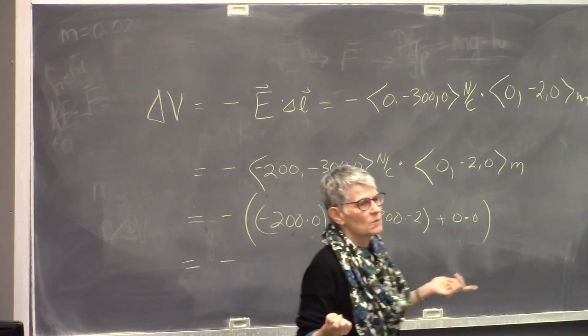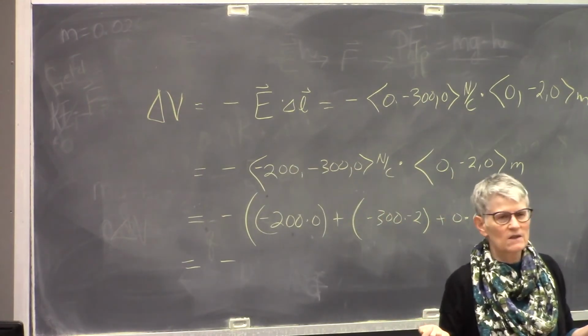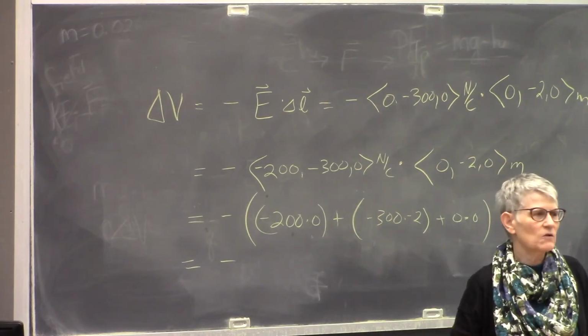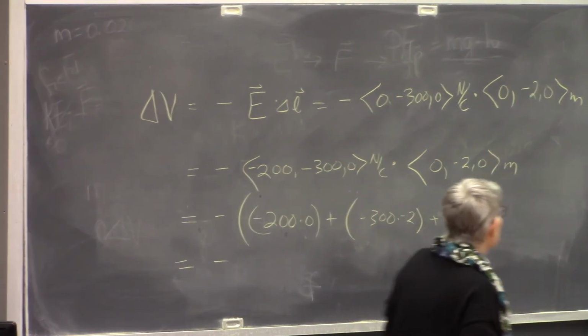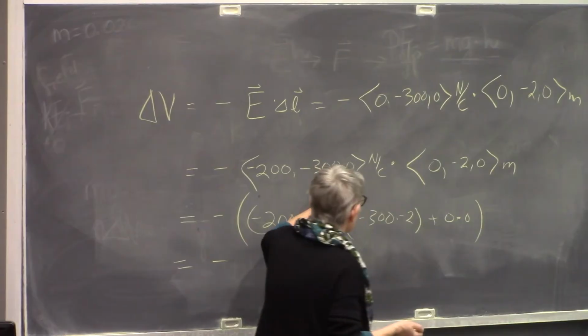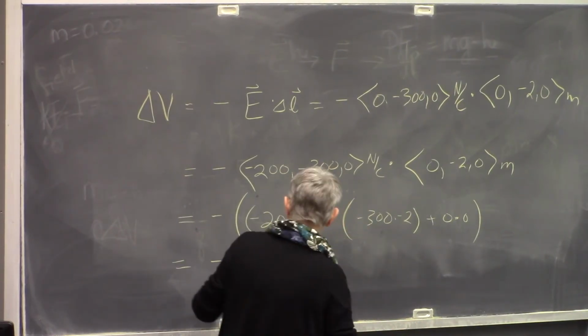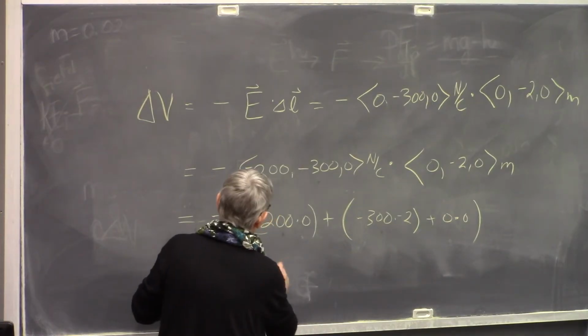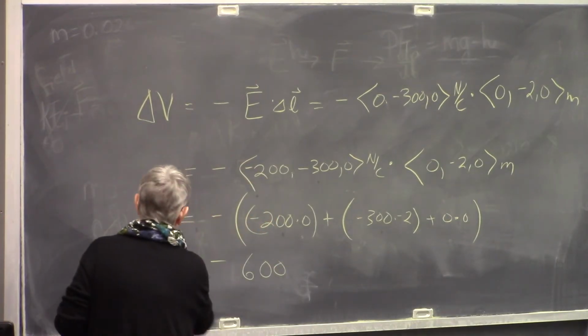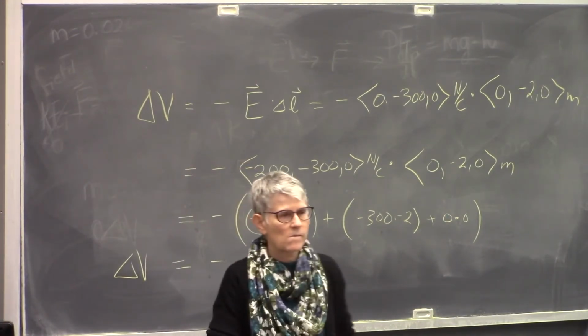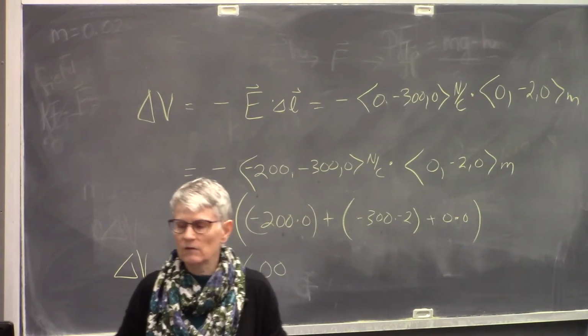Now there is an x component to the field, but the displacement didn't have an x component, right? So therefore that didn't matter. The y component times that gave us a plus 600, but there's this minus sign here, so. Okay? Sounds like you got it.